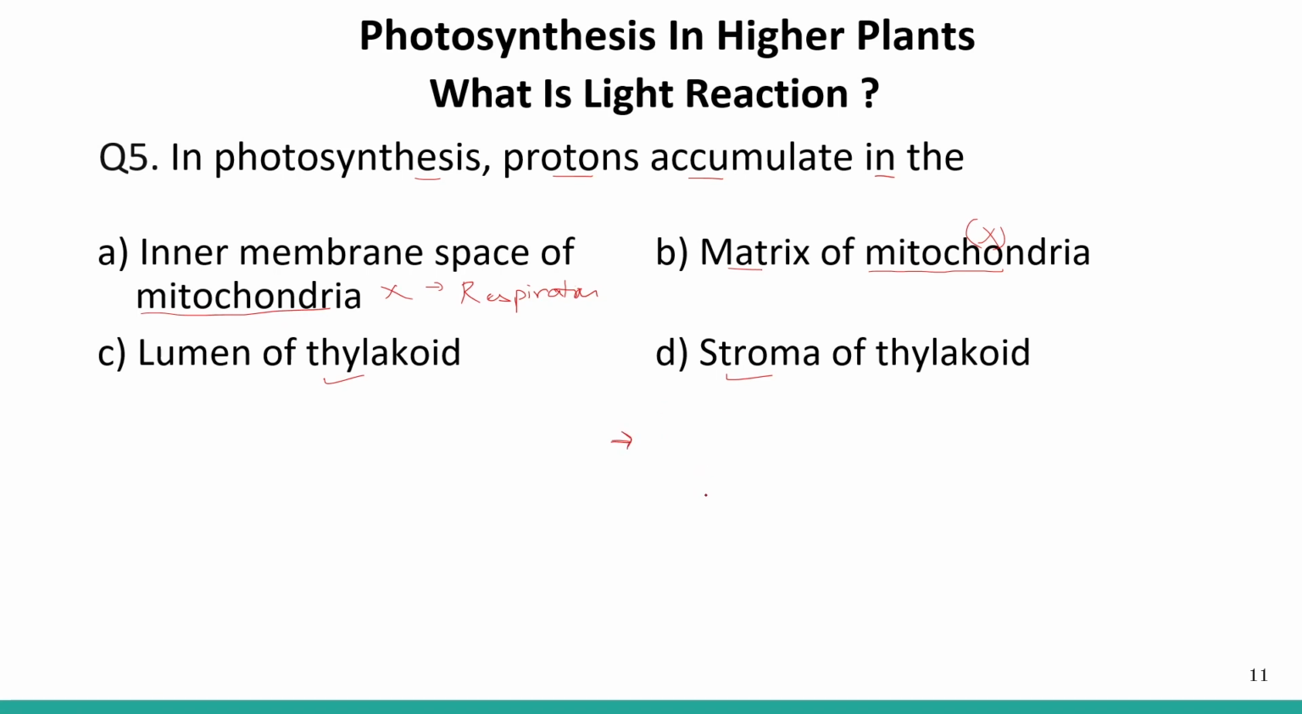So suppose this is a thylakoid membrane. Here photosystem 2 is present. Here photosystem 1 is present. Here what happens? Photolysis of water takes place. Oxygen is released here. Photosystem 1, what happens? NADP is converted into what? NADPH. Here we have the cytochrome B6F, which is the electron carrier.